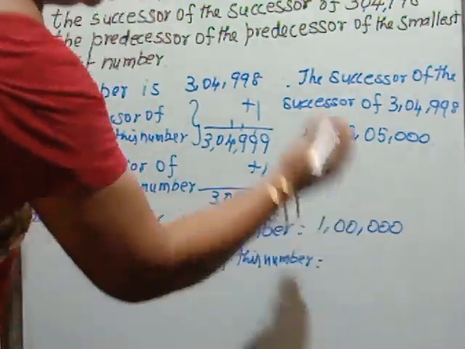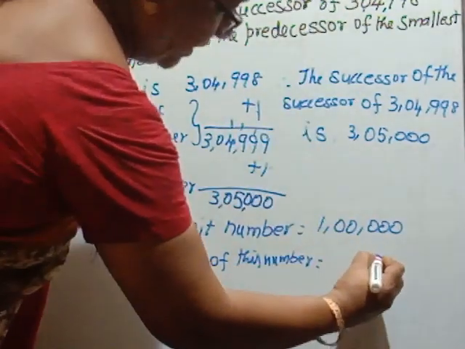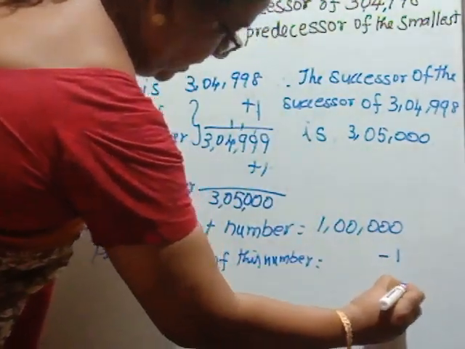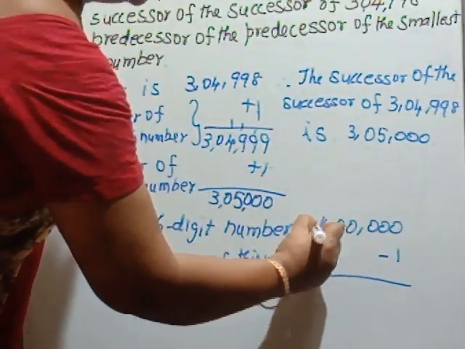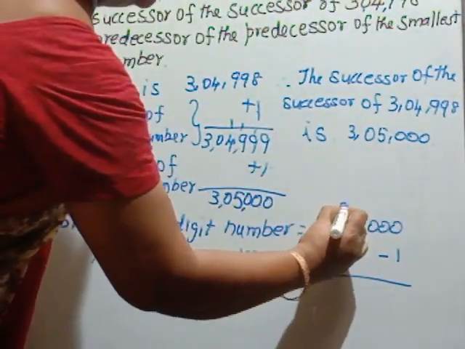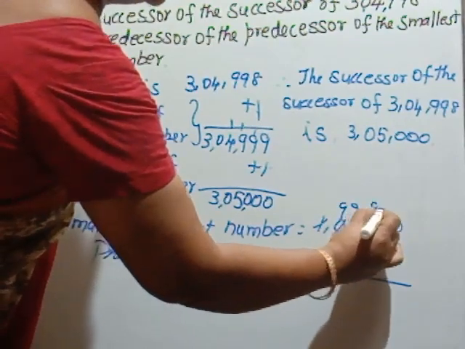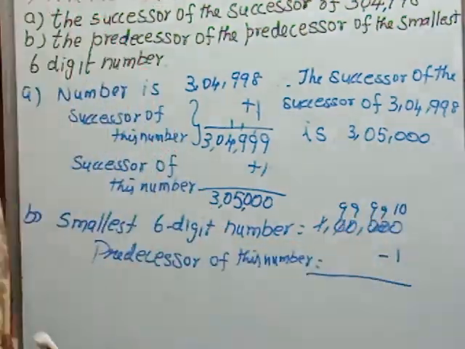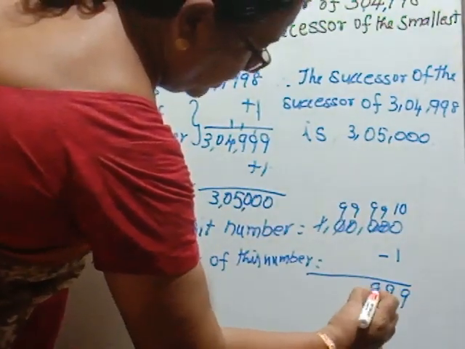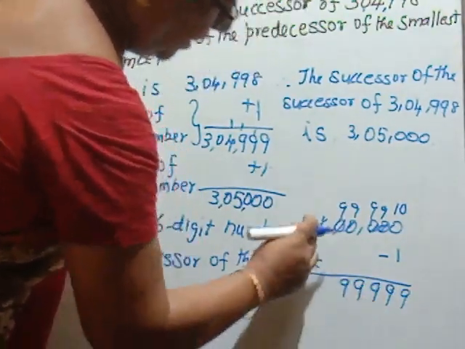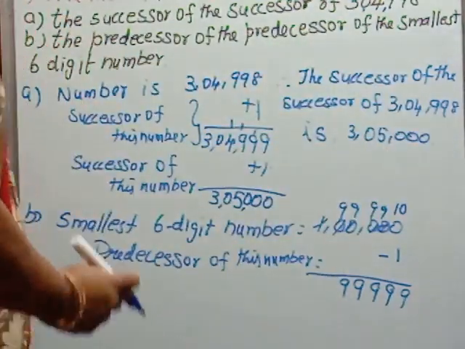what you have to do? For successor we add 1. Here we have to subtract 1. Then only we will get the predecessor. Here all are 0. So we are borrowing from here. All these numbers become 999. But in the ones place we will get 10. 10 minus 1, 9, 9, 9, 9, 9. Here there is no value because we already borrowed.